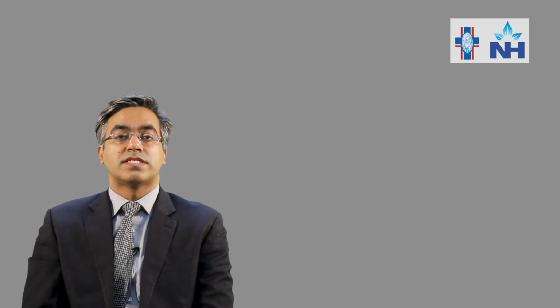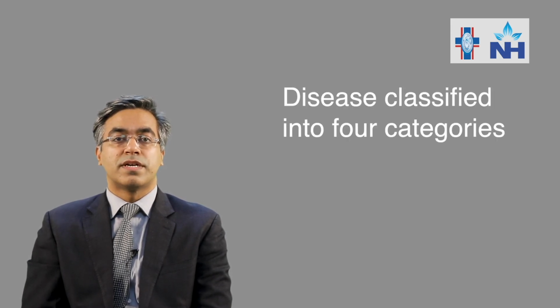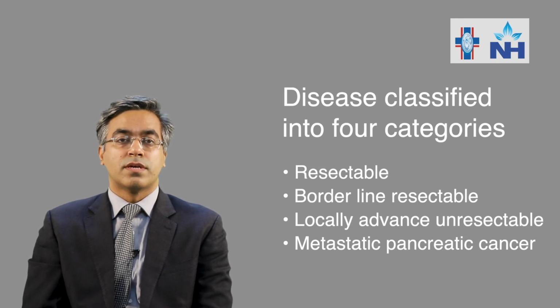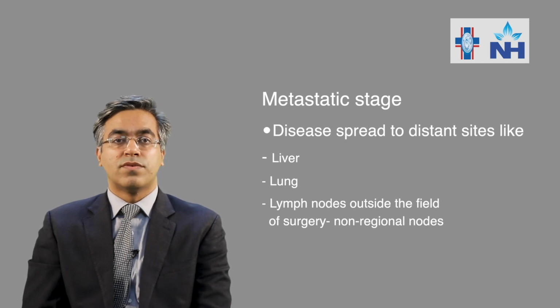Once the staging workup of a patient is completed in the form of a good quality CT scan of the abdomen, the disease can be classified into 4 categories: resectable, borderline resectable, locally advanced unresectable, and metastatic pancreatic cancer. When the disease has spread to liver, lungs, or other lymph nodes which are outside the field of surgery, which are also called non-regional lymph nodes, this category of patient is classified into metastatic pancreatic cancer.